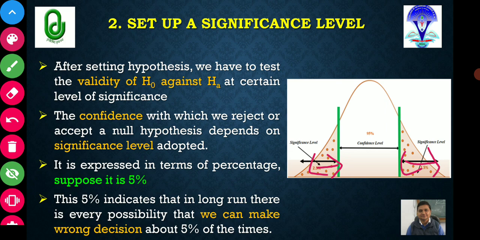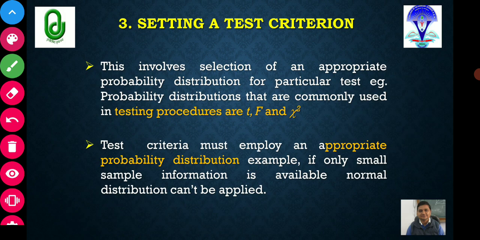So in the coming lecture, we will be discussing the one-tailed test and two-tailed test also. At that point of time, we will again be discussing the significance level. But here in hypothesis testing, you have to remember that first you have to set the hypothesis, then you have to set the significance level. Now, the third step is setting a test criteria.